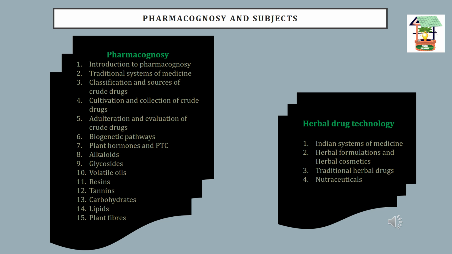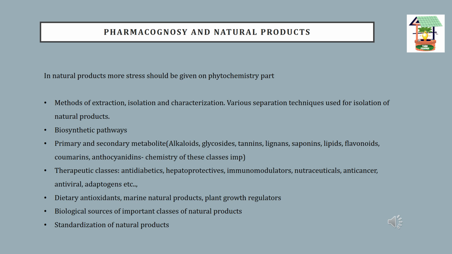And then coming to the next slide, the previous slide is for preparation of GPAT only. So if you are preparing for NIPER exam, you have to focus on the previous slide and this slide also. So here is what you have to cover for NIPER, along with the previous slide. And here you have to focus mainly on how we will extract, how we will isolate, and how we will characterize the plant chemical constituents. And then various separation techniques used for isolation of natural products. Various separation techniques means like chromatography, all we have to cover there.